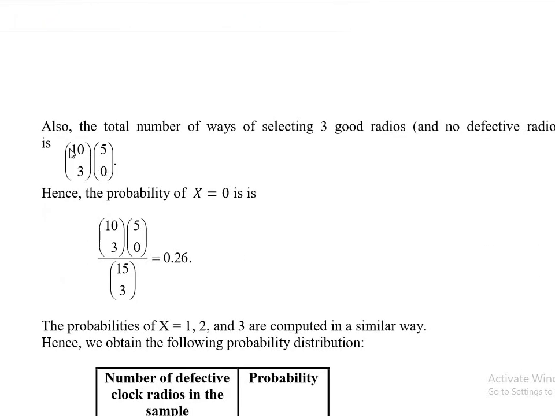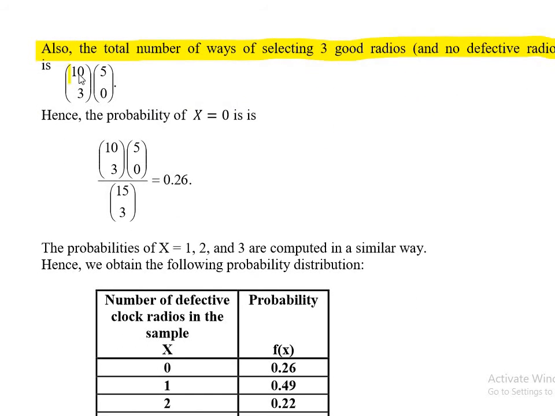Now, what is the probability that we get 0 defectives? The total number of ways of selecting 3 good radios, meaning no defective radio: all 3 come from the good ones and none from the defective. You see, 10 are good, so 10C3 means all goods are selected, and 5C0, defectives are 5 and no defective is selected. So what is the probability of X equal to 0? It is the total number of ways of 0 defectives divided by the total number of ways of selecting 3, right? So this is the probability of selecting 0 defective.